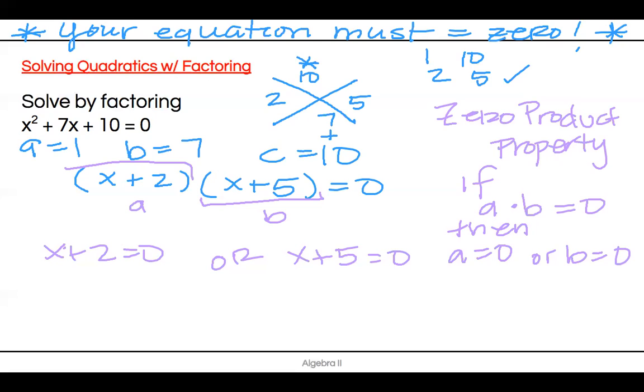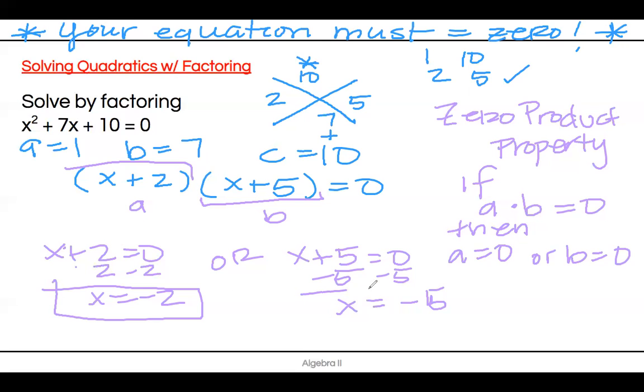So now that I have them, I'm going to solve them. So if x plus 2 is equal to 0, I subtract 2 from both sides. So x would be negative 2. And if x plus 5 is 0, I'm going to subtract 5 from both sides. So x is negative 5, right? So my two solutions are x equals negative 2 and x equals negative 5. I'm going to erase that negative 5 because it looks bad. I'm going to rewrite it so it looks better. So that's a negative 5, right?